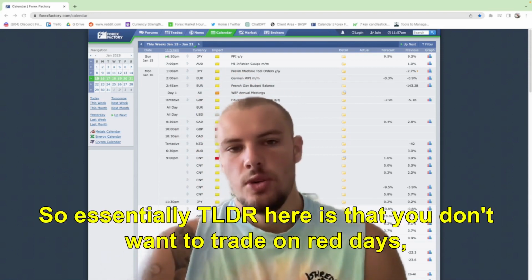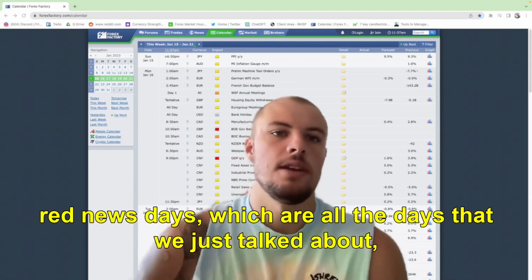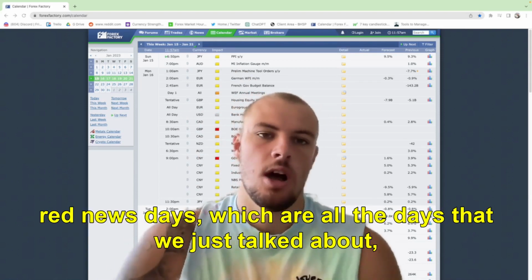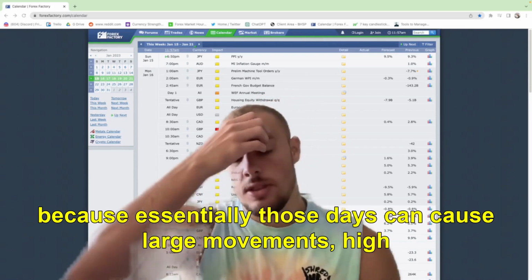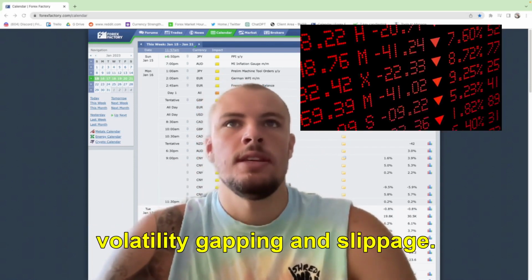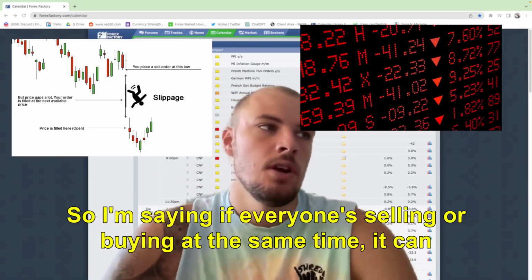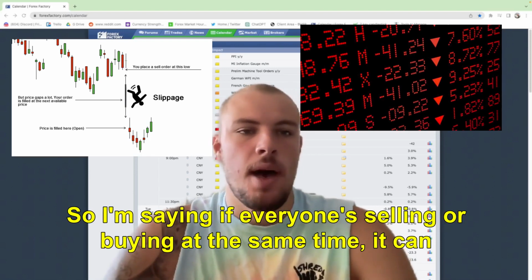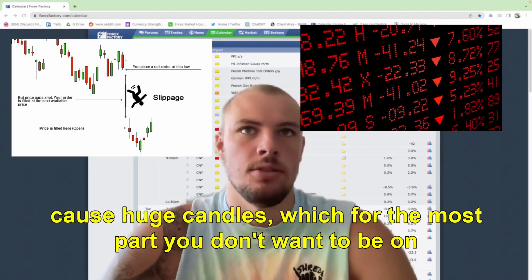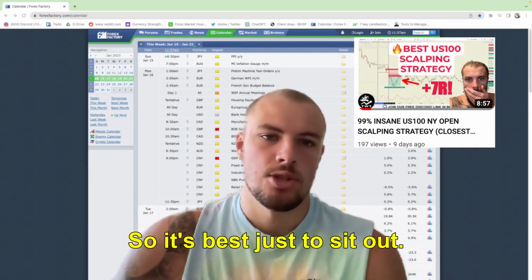So essentially TLDR here is that you don't want to trade on red days, red news days, which are all the days that we just talked about, because essentially those days can cause large movements, high volatility, gapping, and slippage. So if everyone's selling or buying at the same time, it can cause huge candles, which for the most part, you don't want to be on the wrong side of. So it's best just to sit out.